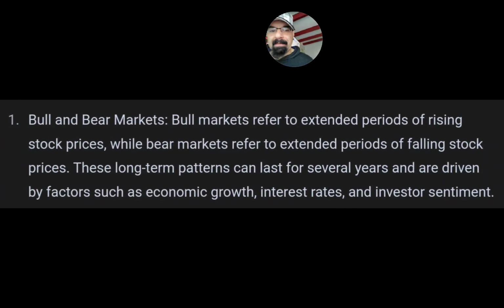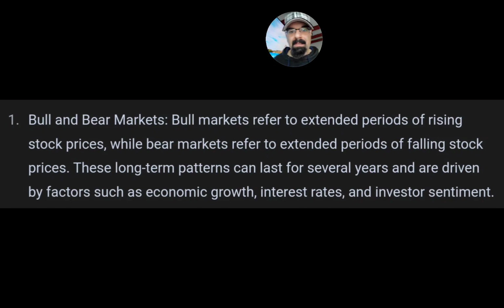So in the long term, I'm going to give you 5 examples of what you can expect if you're having a long trending period or a long-term period of trading. And instead of describing what long-term trading is, I'm going to show you 5 different key things when you speak of long-term trading. So in bull and bear markets, bull markets refer to extended periods of rising stock prices, while bear markets refer to extended periods of falling stock prices.